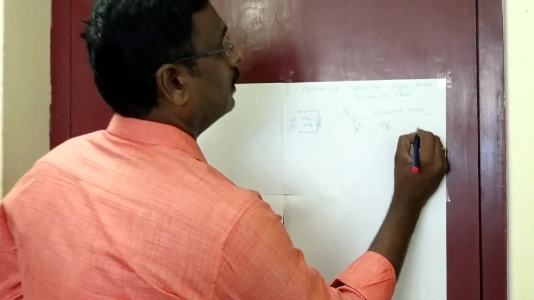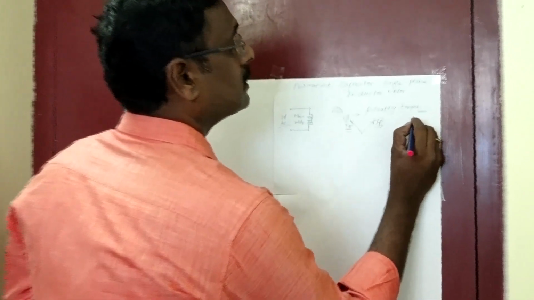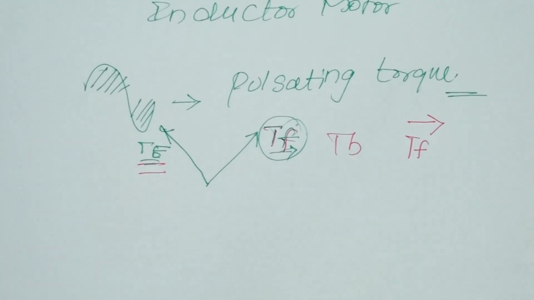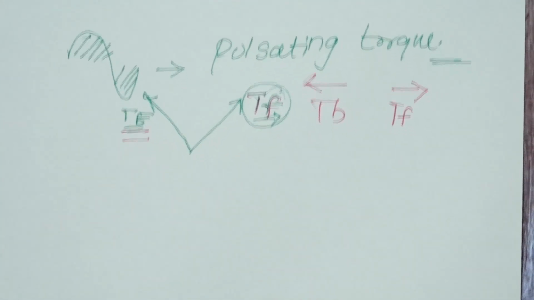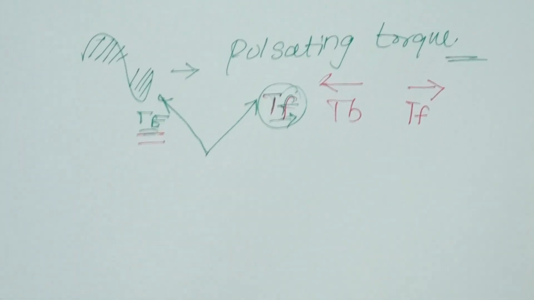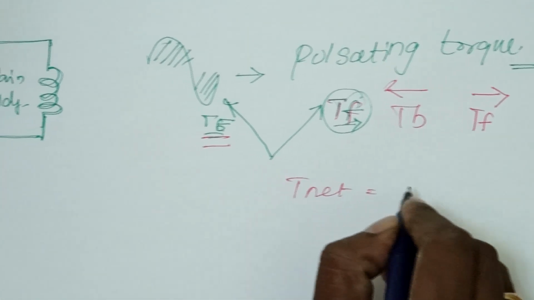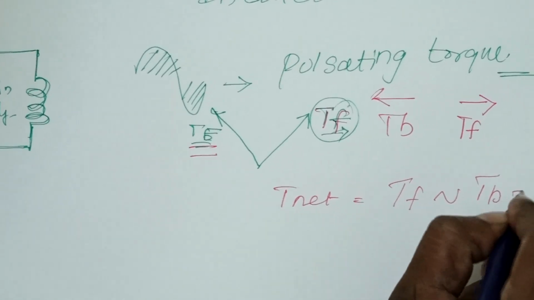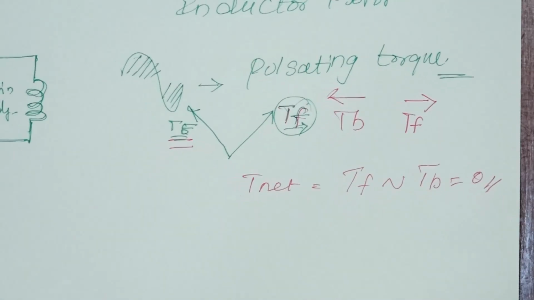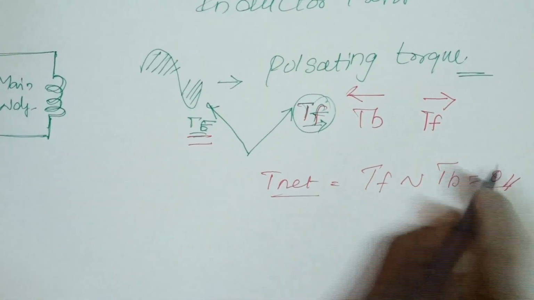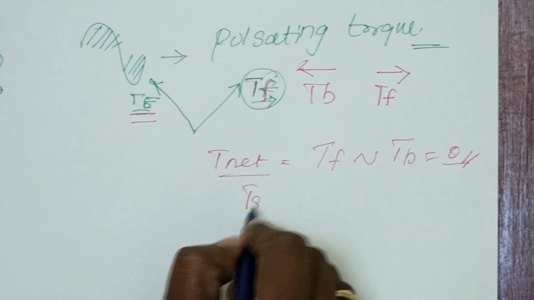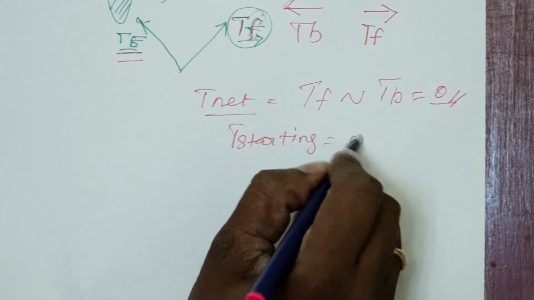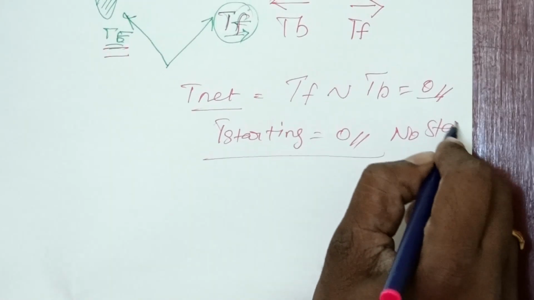This forward torque has some magnitude with a direction, and the backward torque also has the same magnitude, but its direction is opposite to the forward torque. The final net resultant torque of the two will be the difference of the forward torque and the reverse torque, which is 0, so the net torque of the single phase induction motor is 0. That means there is no starting torque in this single phase induction motor.